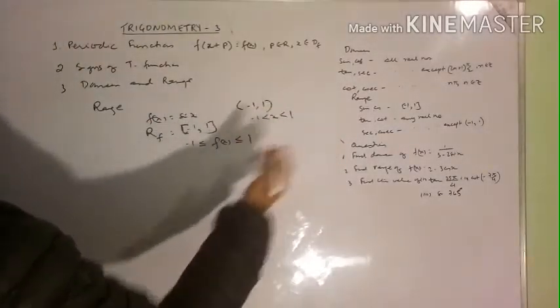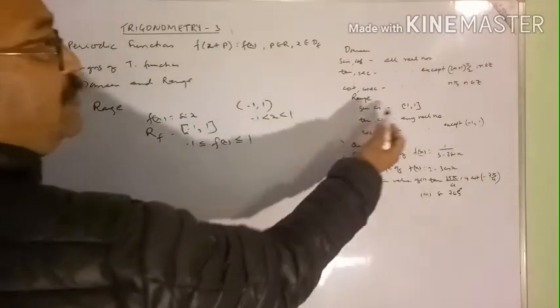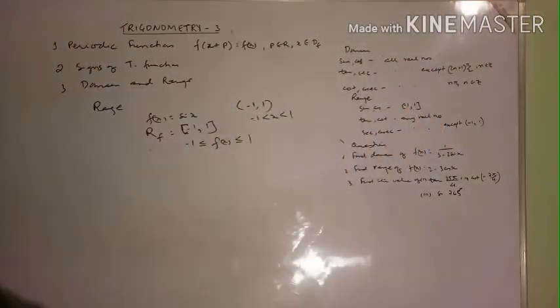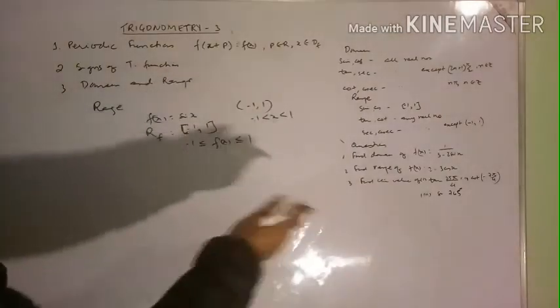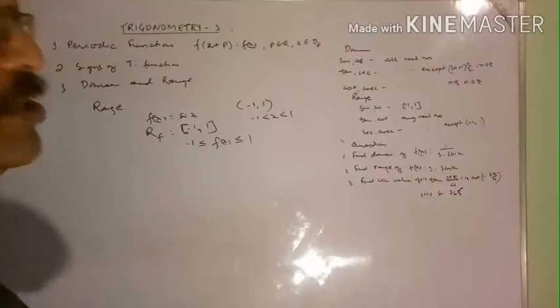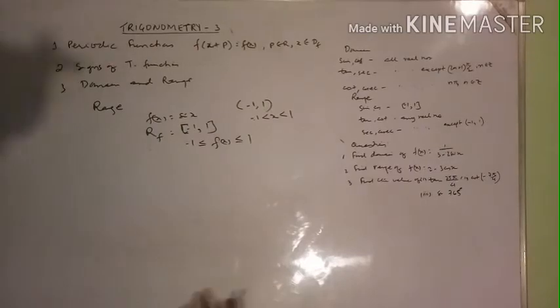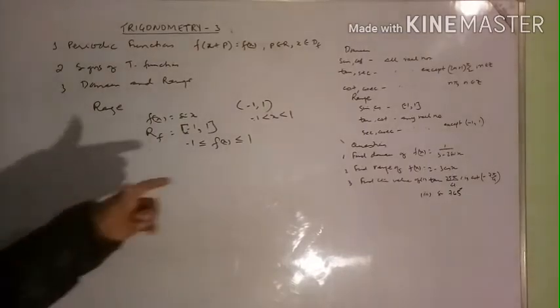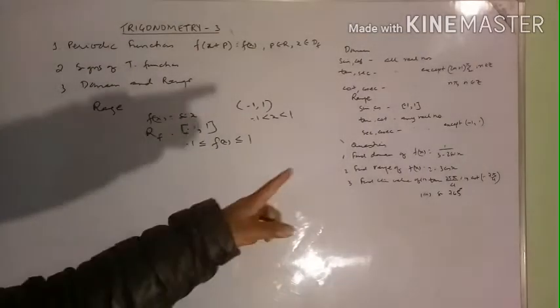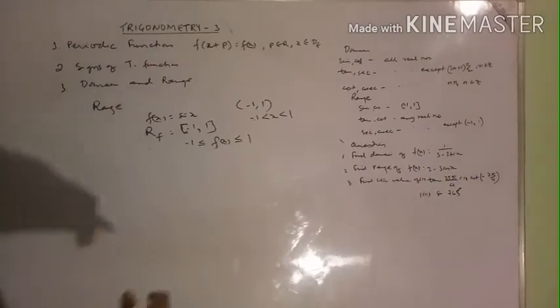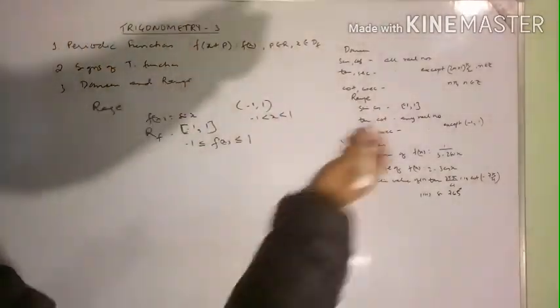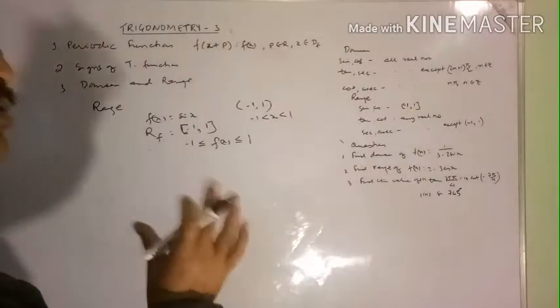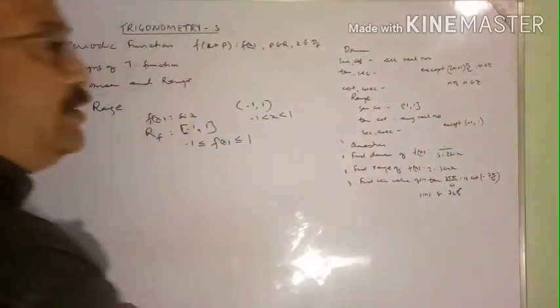You take any value of x, the value of cos x is always between minus 1 and 1 only. Tan goes to plus infinity and to minus infinity. Cot also, same thing. So the range is any real value. For sec and cosec, the value is always either less than minus 1 or more than 1. You cannot get a value between minus 1 and 1.